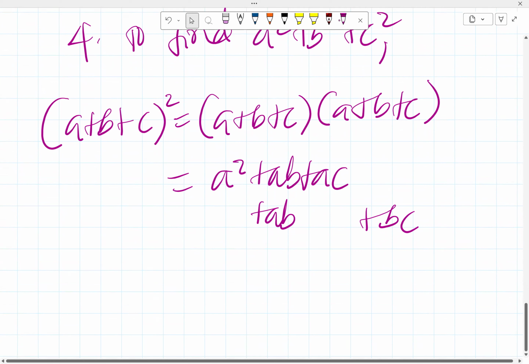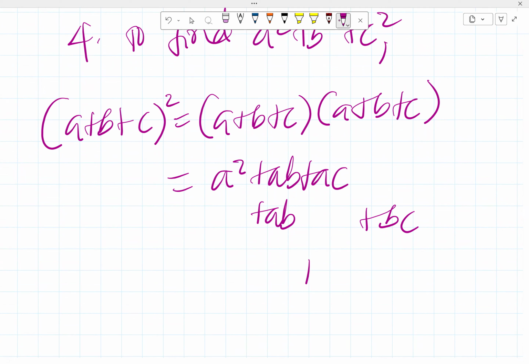Then if you go for C, C times A is AC. So you have AC right here. I'm aligning this together. C times A is AC. C times B is BC. So I have BC right here. Then C times C is C squared. Oh, okay. I think I've jumped.